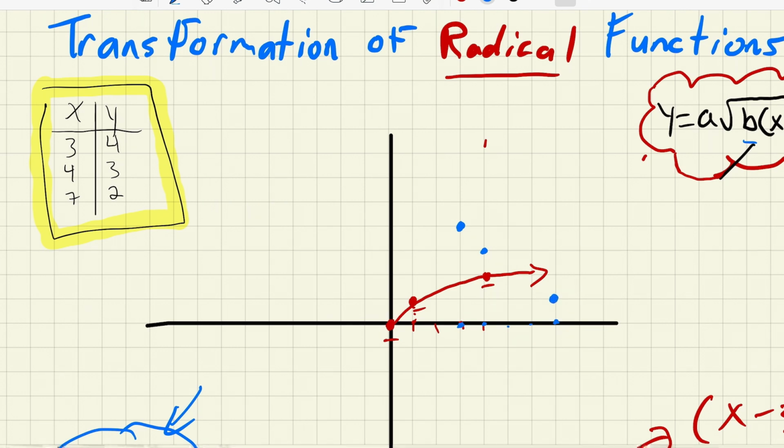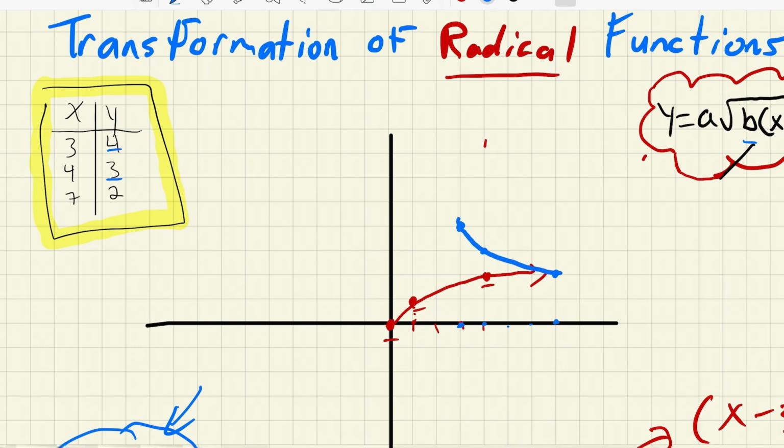Actually, sorry, we're going to graph that a little better. It'll be something like this. So we got 4, 3, and 2. And then when we connect the dots, it looks something like that.